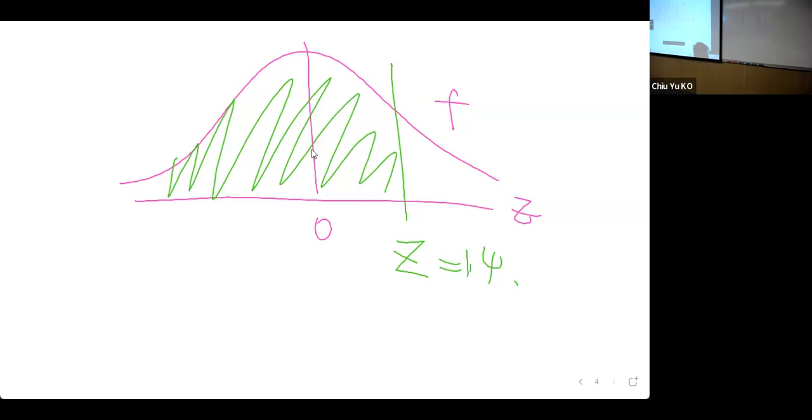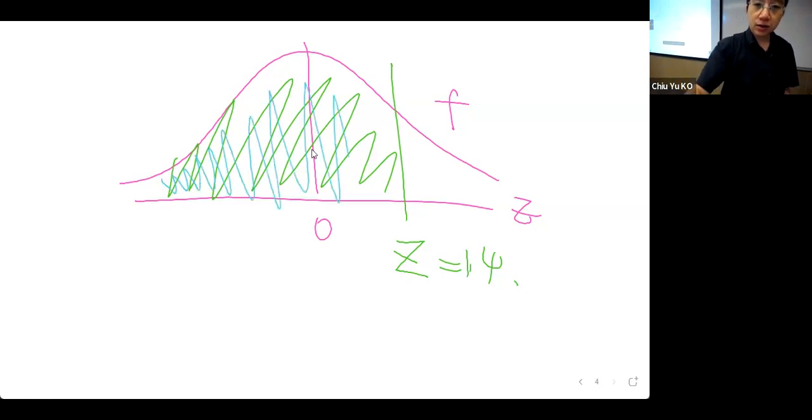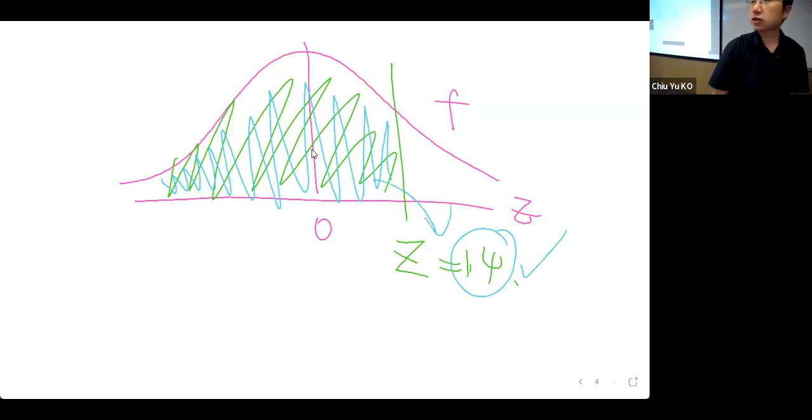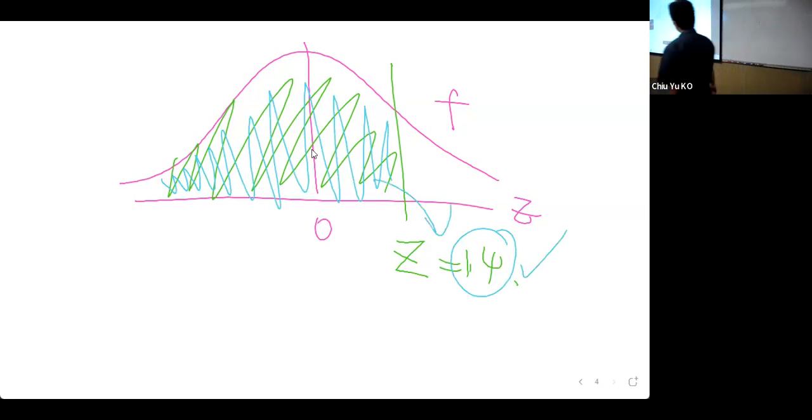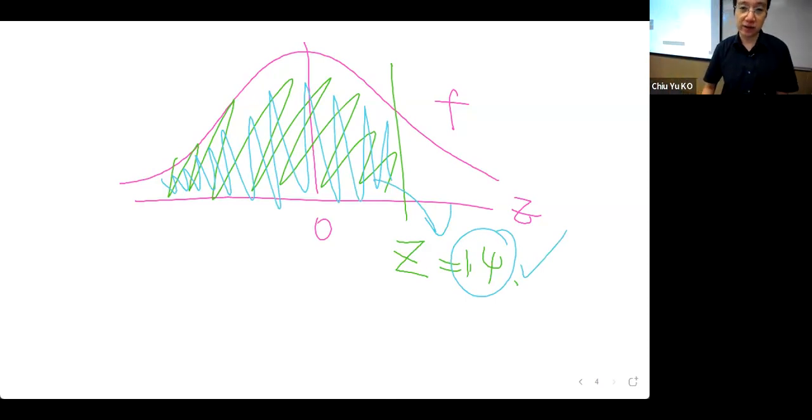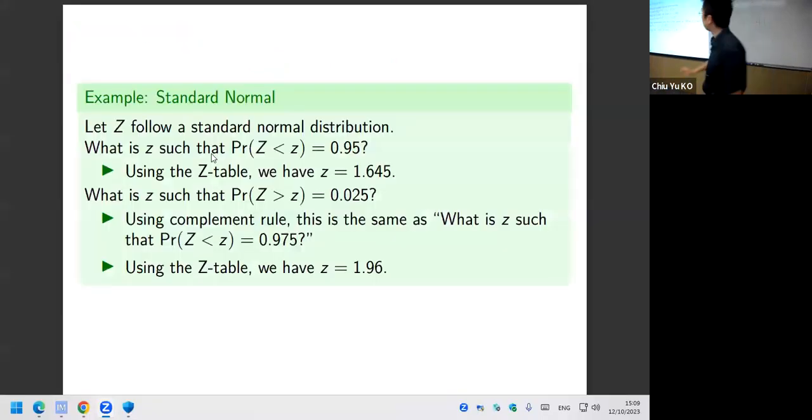So let me repeat the statement. Inverse is: you give me the blue area, I give you this number. It's the reverse, going from this one. It's called the inverse. So let's see the example. There's no new table, just the way you read it.